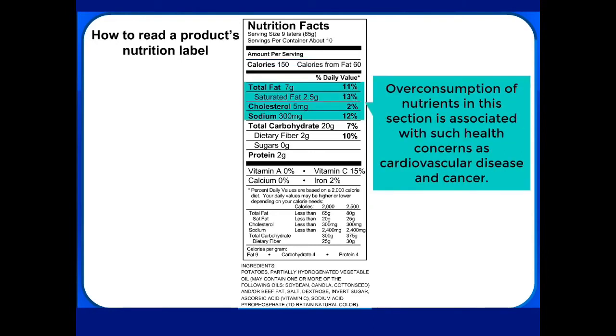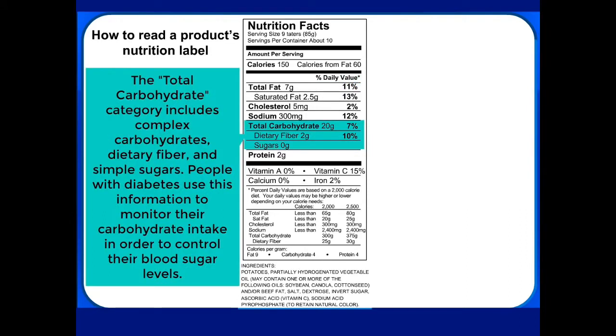Overconsumption of nutrients in this section is associated with such health concerns as cardiovascular disease and cancer. The total carbohydrate category includes complex carbohydrates, dietary fiber, and simple sugars. People with diabetes use this information to monitor their carbohydrate intake in order to control their blood sugar levels.